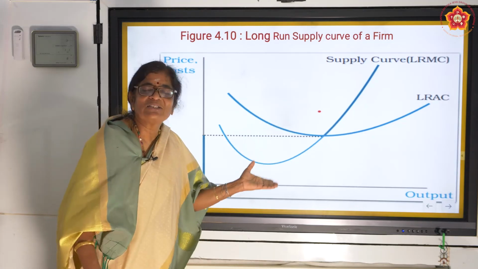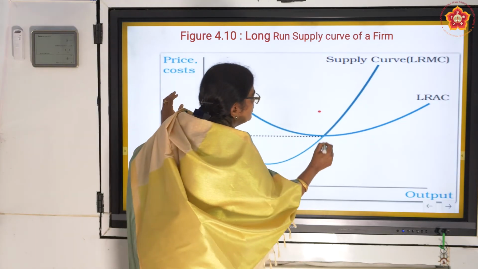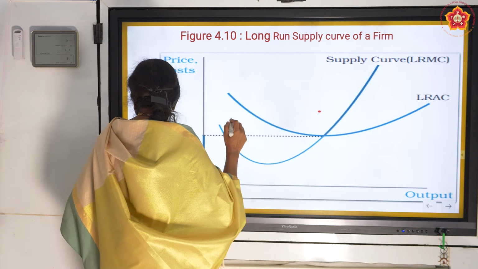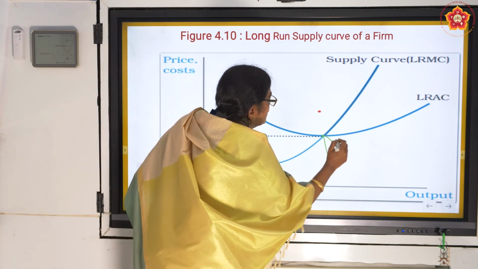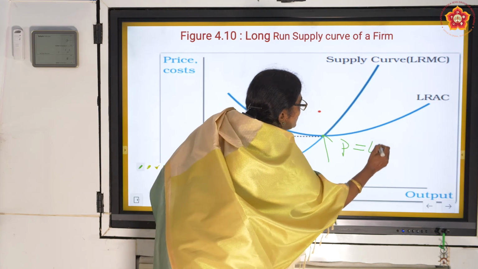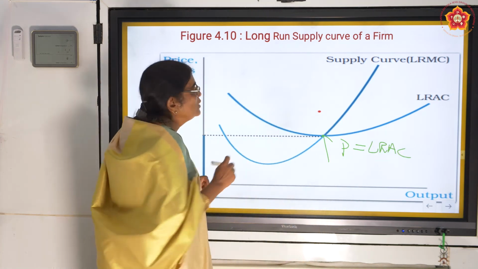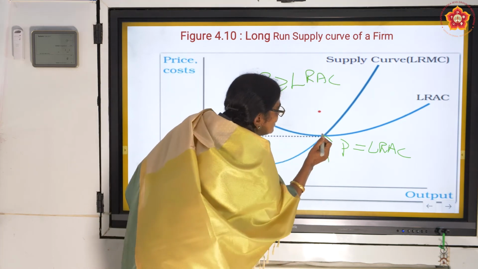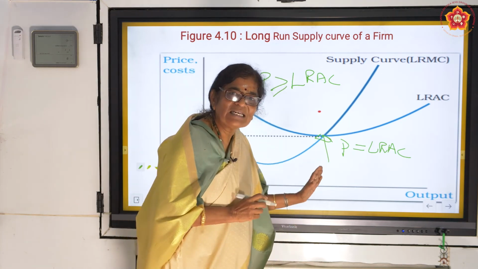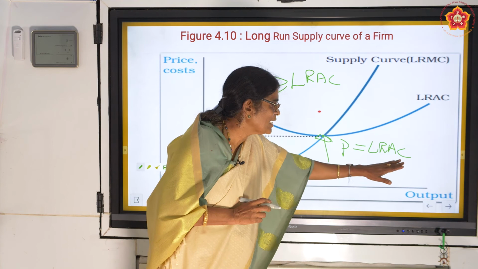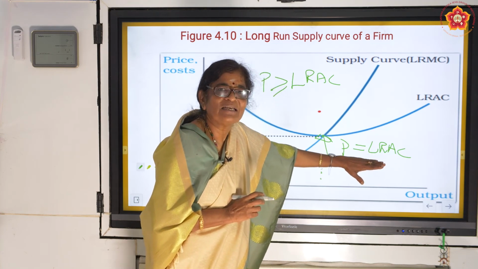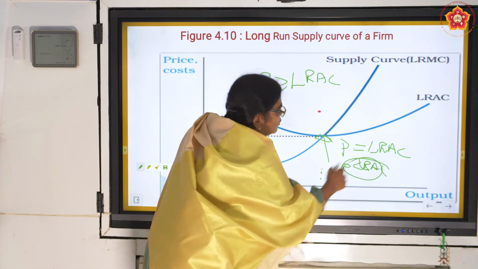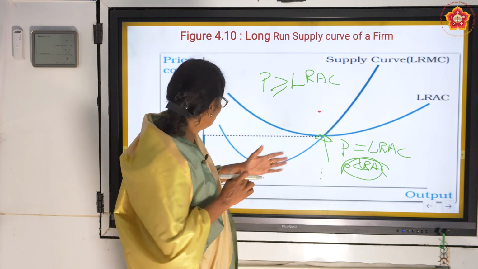Now, this is the derivation of the supply curve. You can observe that here price is equal to LRAC. Our condition is that price must be greater than or equal to LRAC, and here it became equal to LRAC. This is the long run shutdown point. When price equals LRAC, until this point the firm will stay in the market. If it goes less than LRAC, the firm will close, with no production.